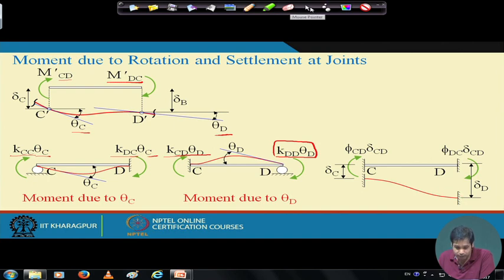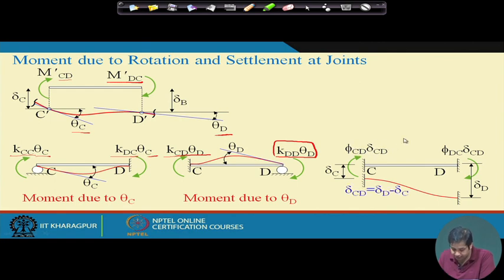Now suppose the corresponding moment generated at C is phi CD and delta CD. Delta CD is delta D minus delta C, so it is essentially the relative settlement. Now, what is phi CD?